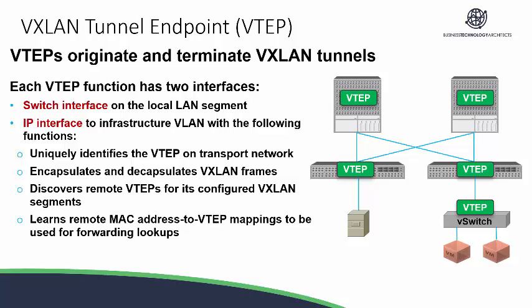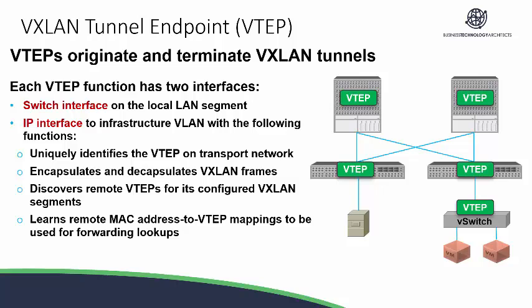Cisco Nexus 9000 VTEPs have two types of logical interfaces involved in the VXLAN. You've got the switch interface, which is the local LAN segment to support endpoint communication through bridging. Then you have the layer 3 IP interface. That's the transport IP with a unique IP address. In Cisco ACI, the transport network is the infrastructure VLAN. The layer 3 IP interface is referred to as a network virtualization edge in ACI and is bound to a loopback.